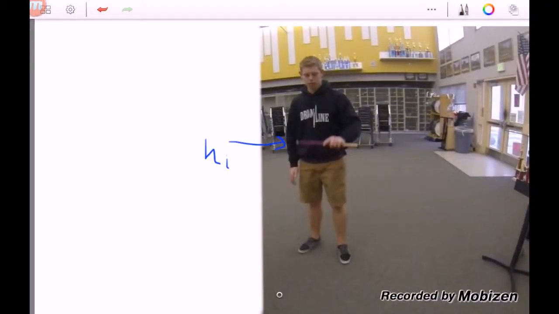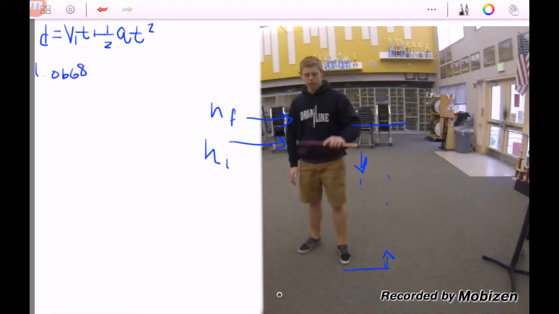The stick is thrown down at an initial height with an initial velocity. It hits the ground and rebounds up, ending at a height final higher than the initial height. We used the frames in the video to calculate the time it took for the stick to hit the ground and put this into the distance formula to solve for the initial velocity of the stick when thrown out of my hand.